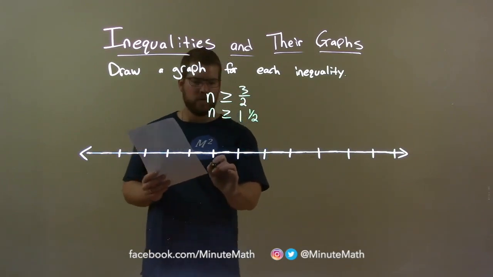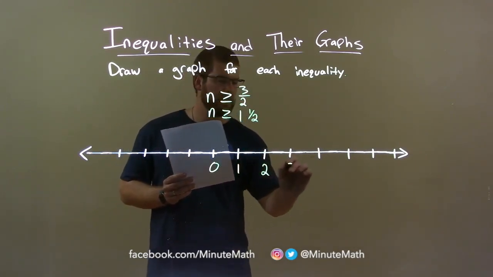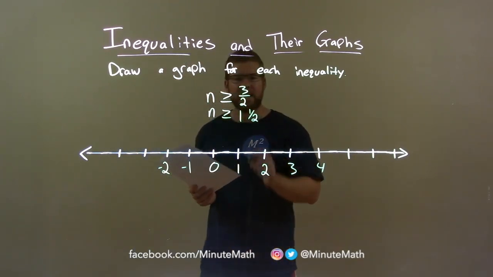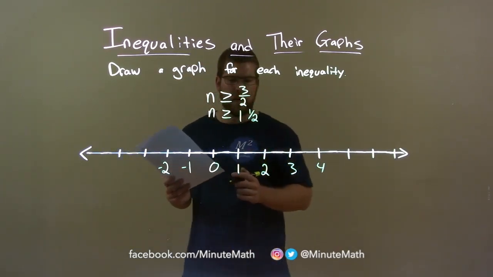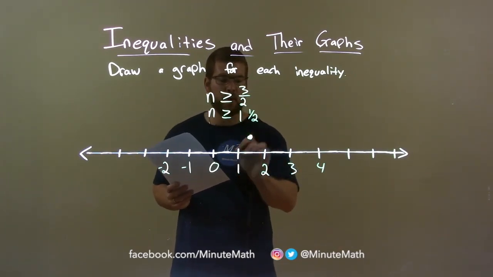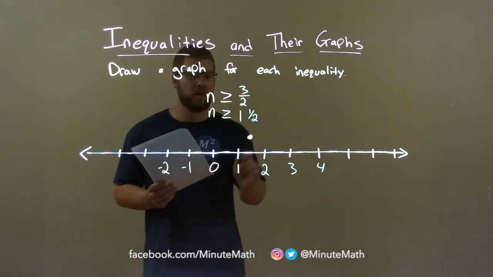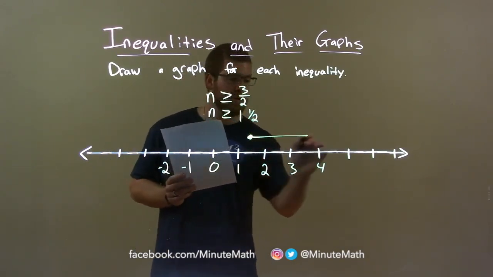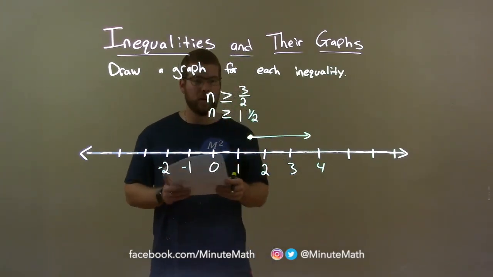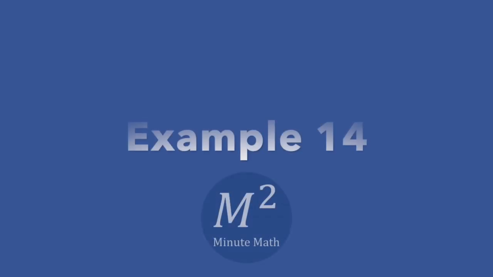So when we graph this, we have 0, 1, 2, 3, 4, -1, -2. Well, if n is equal to 1 and 1/2, or 3/2, that's right here. That's going to be a closed circle because it's equal to, so it's halfway between 1 and 2, right? 1 and 1/2. n being greater than, we shade to the right from there. And there we have it, our graph that represents n is greater than or equal to 3/2.